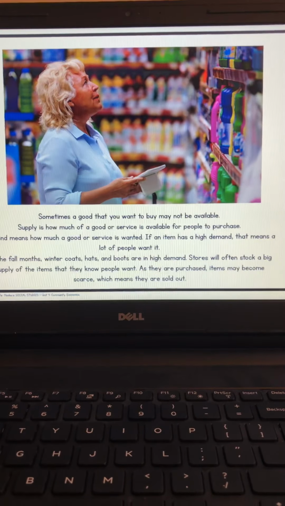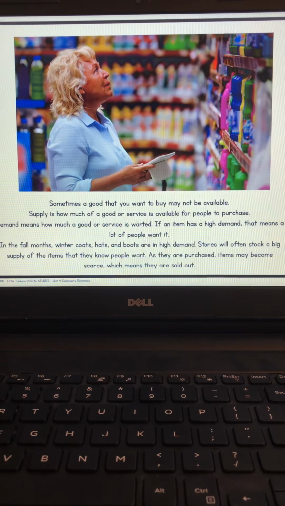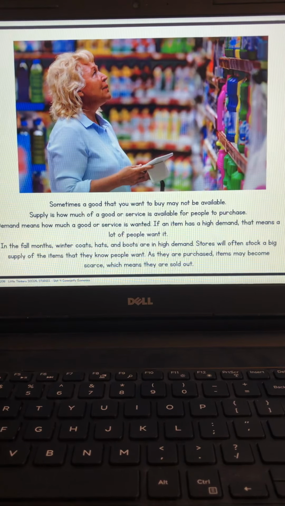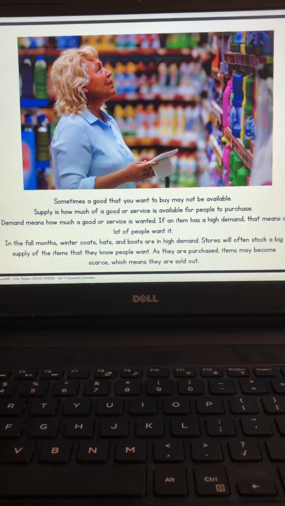And if something is sold out, then that item is scarce. Remember, sold out means there's none left. Or if there's not a lot of something, then it is scarce. Scarce just means there's not a lot of it or not any at all.